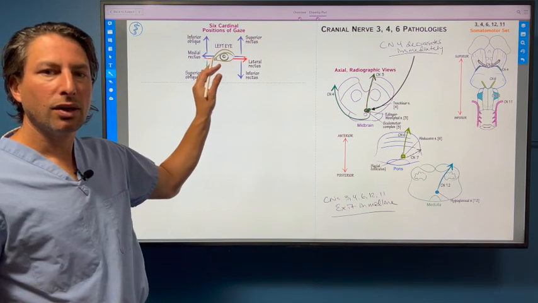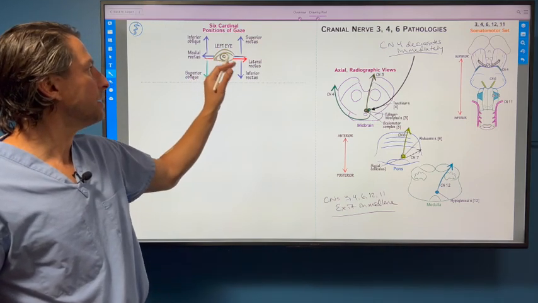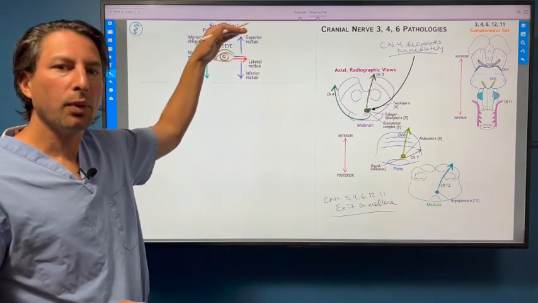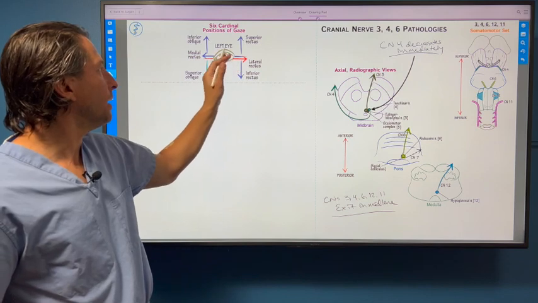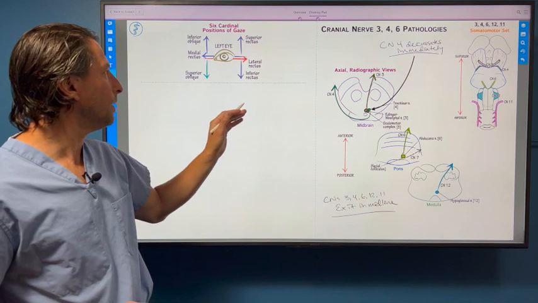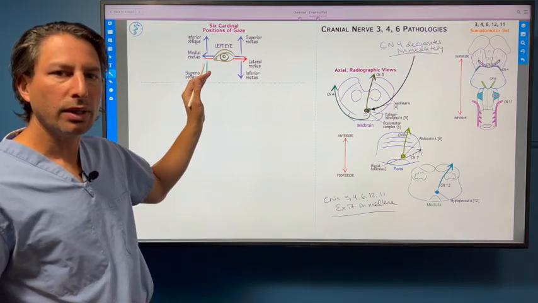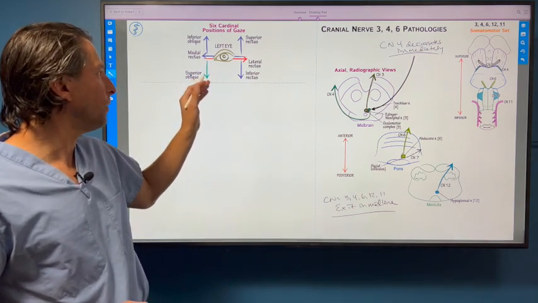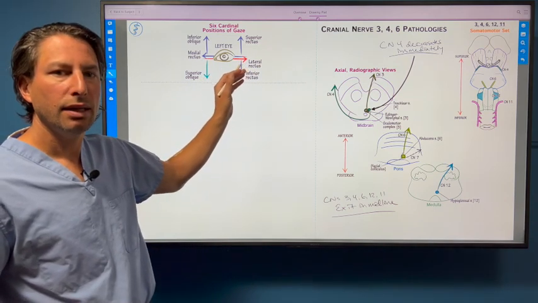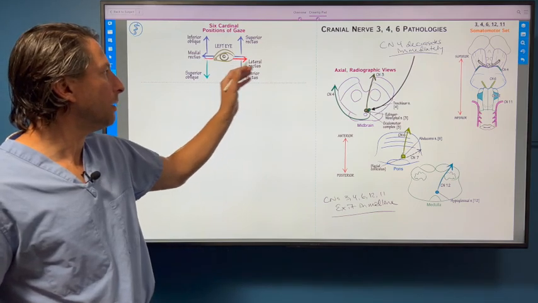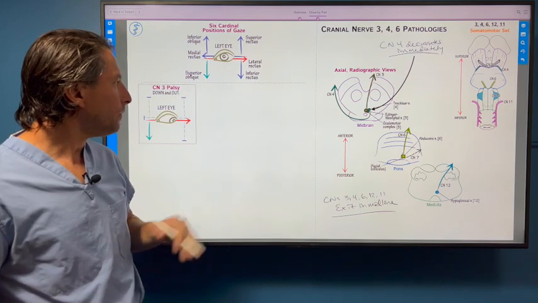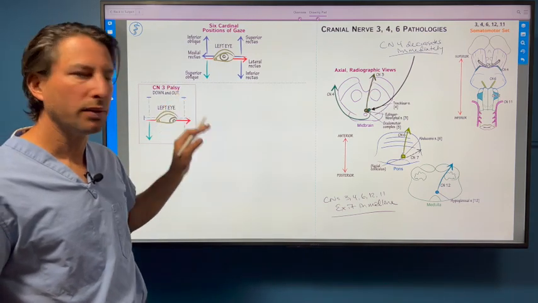These are the 6 cardinal positions of gaze. Note that cranial nerve 3 covers the majority of them. It covers upward eye movement as well as inner eye movement with medial rectus, and then inferior rectus as well. The other downward eye movement is produced by cranial nerve 4 through the superior oblique, and then cranial nerve 6 innervates lateral movement via the lateral rectus. That's outward gaze. So let's walk through these different oculomotor dysmotilities.